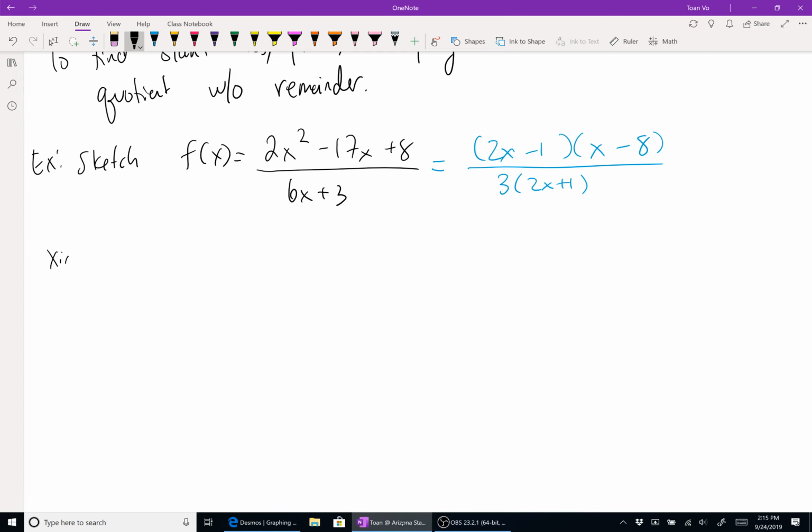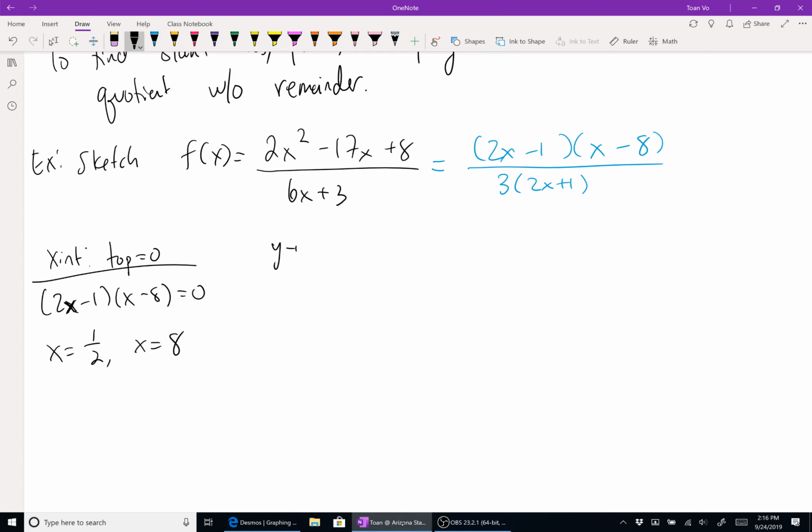Let's go ahead and do the x-intercepts first because, I don't know, I feel like it. That's what I did yesterday. That's setting the top equal to 0. Since we factored it, that should be pretty simple. (2x minus 1)(x minus 8) equals 0. So my x-intercepts are a positive 1/2 and a positive 8.